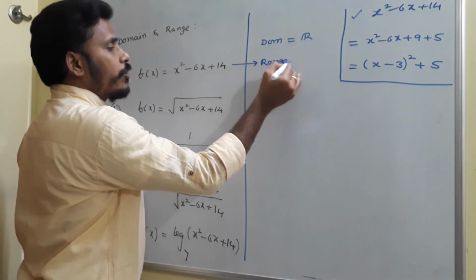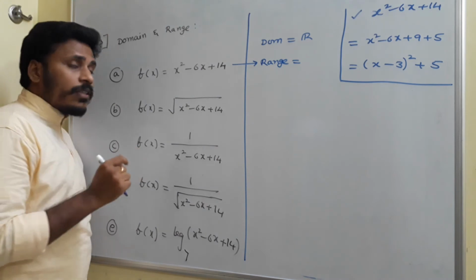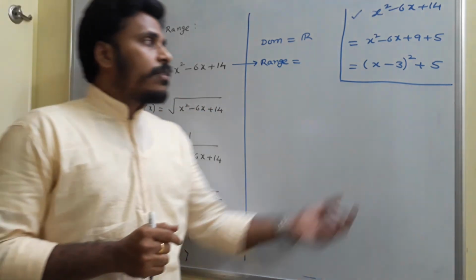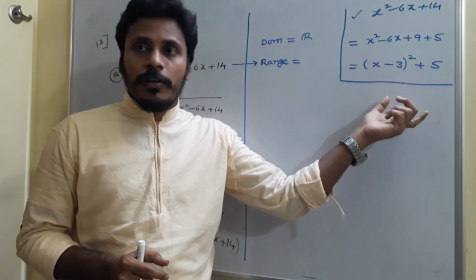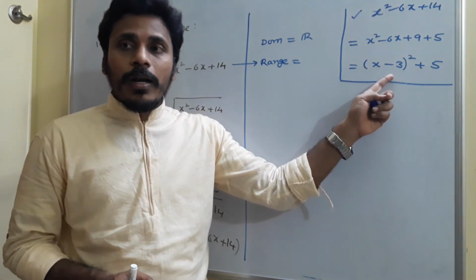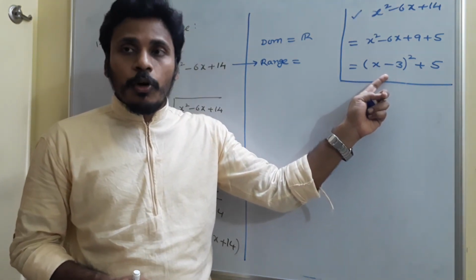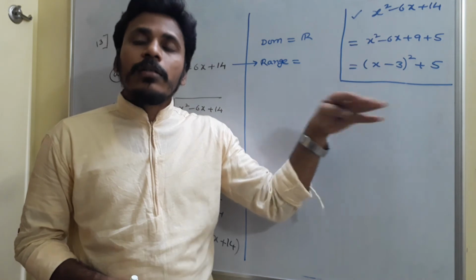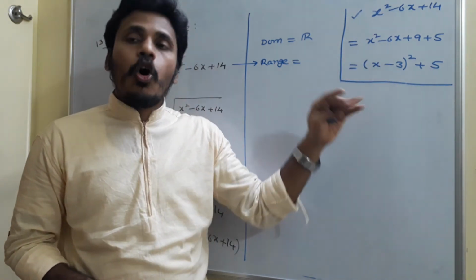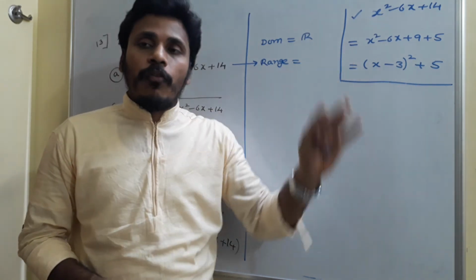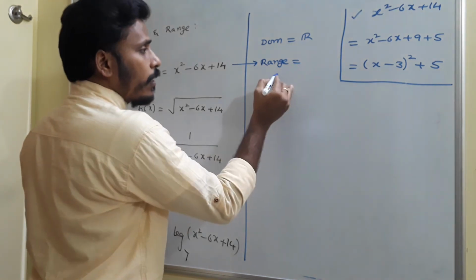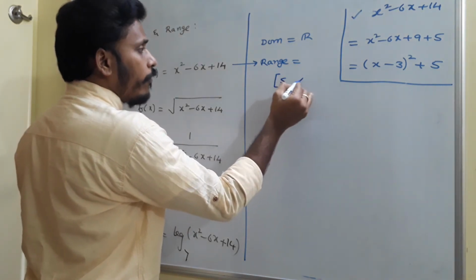The next task is the range. What can you say about the range? For the range, you need to think something. This x square minus 6x plus 14 is simply (x minus 3) whole square plus 5. That means a perfect square plus 5. This perfect square quantity is always 0 or more than 0. Something square is 0 or more than 0. You are adding 5, so the result is always 5 or more than 5. So the range is simply 5 to infinity.